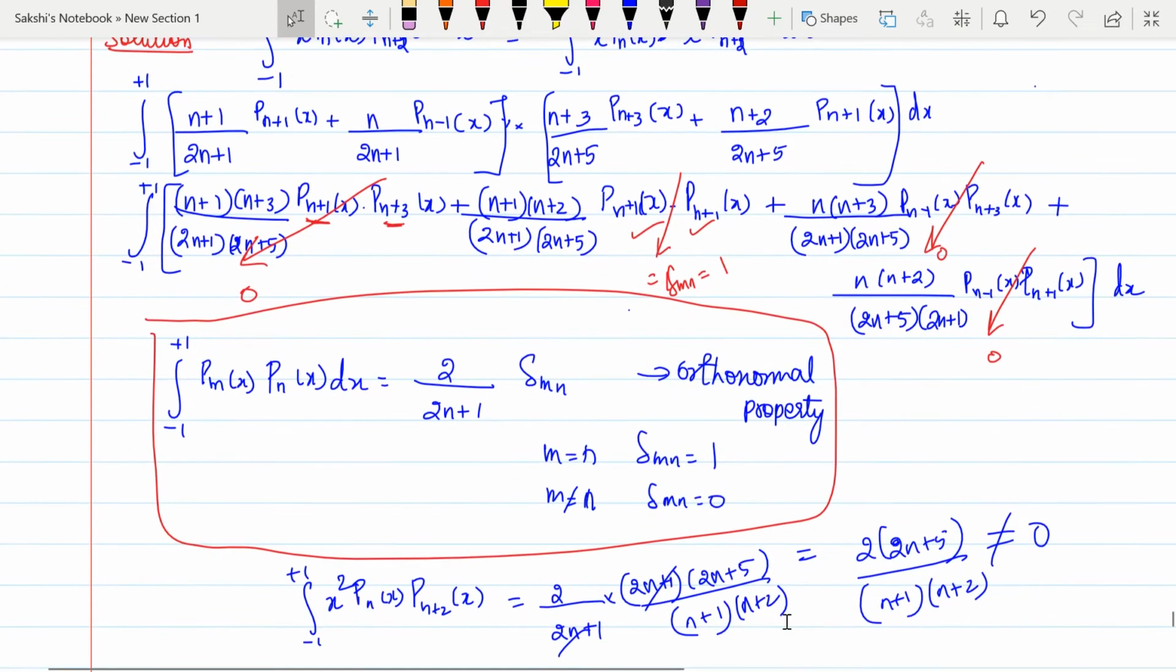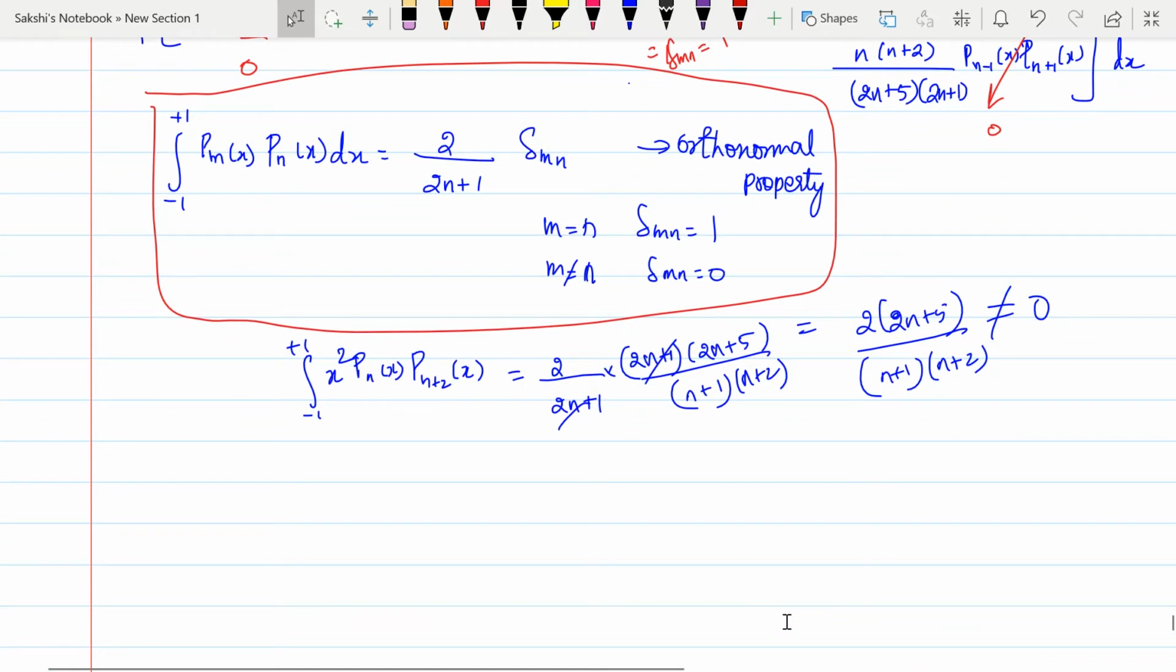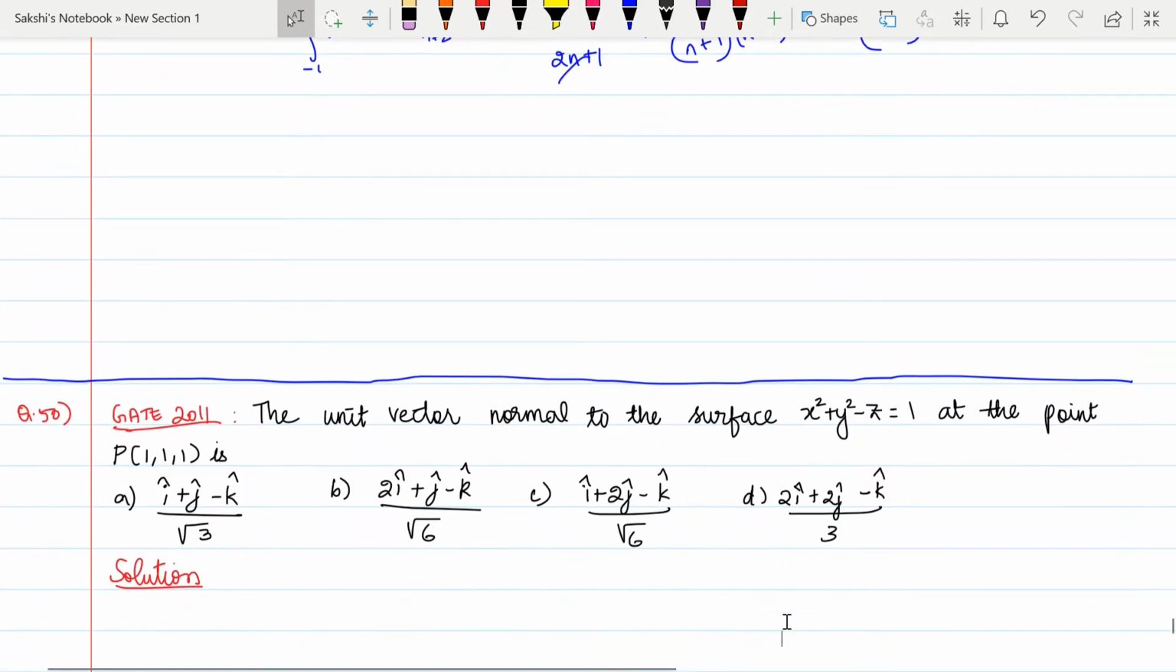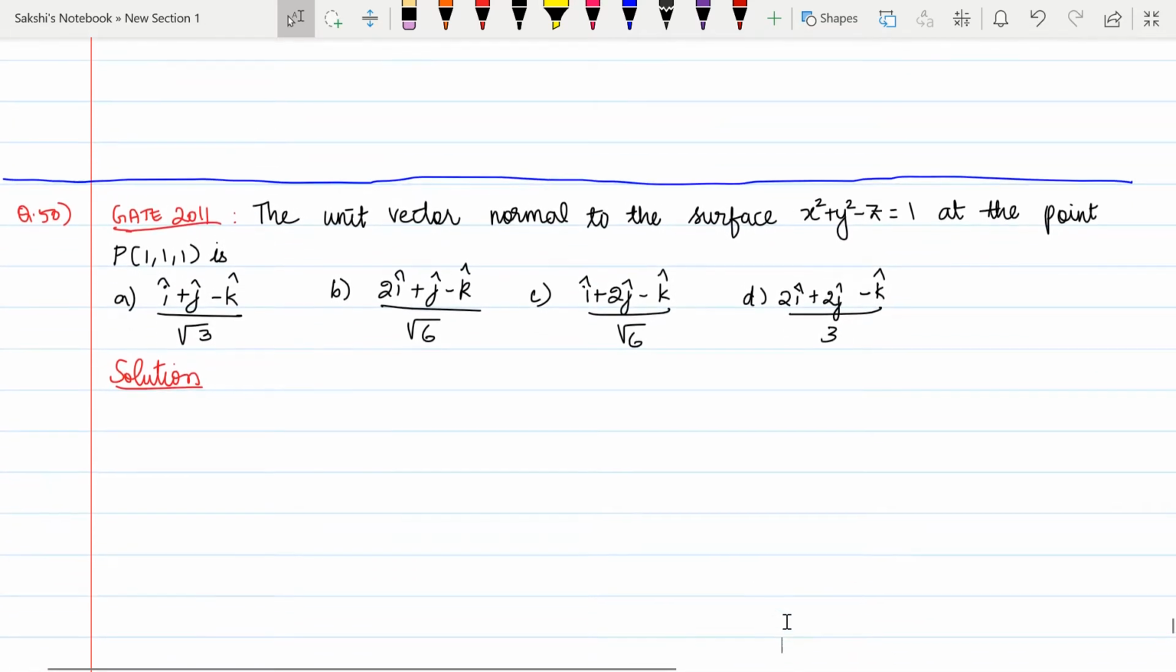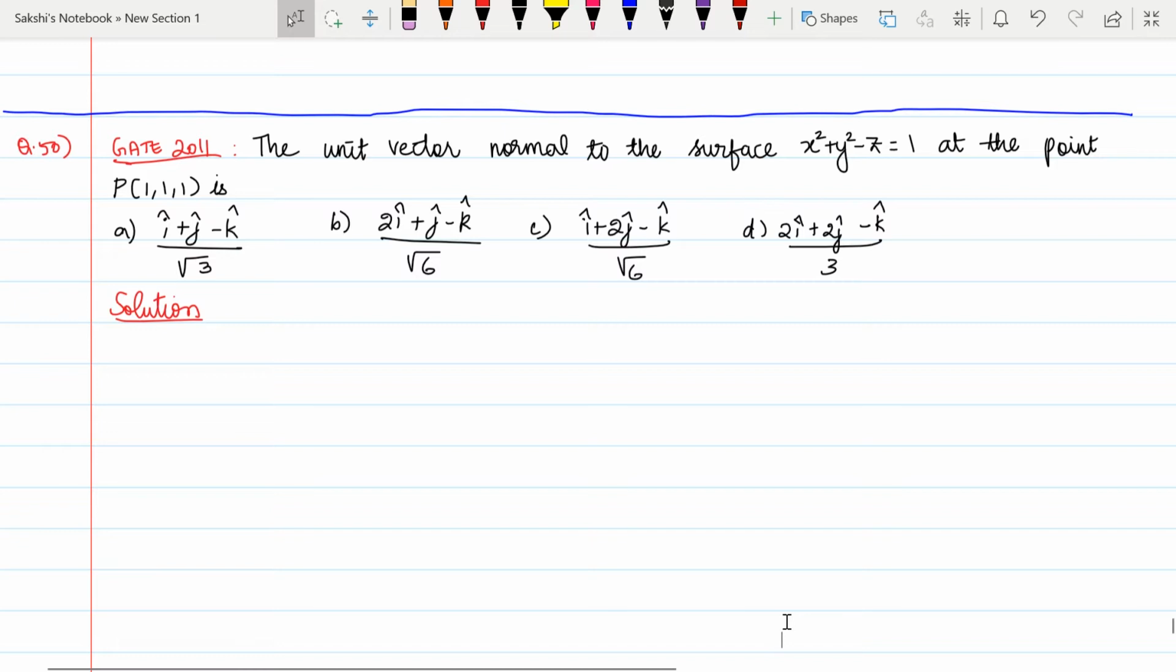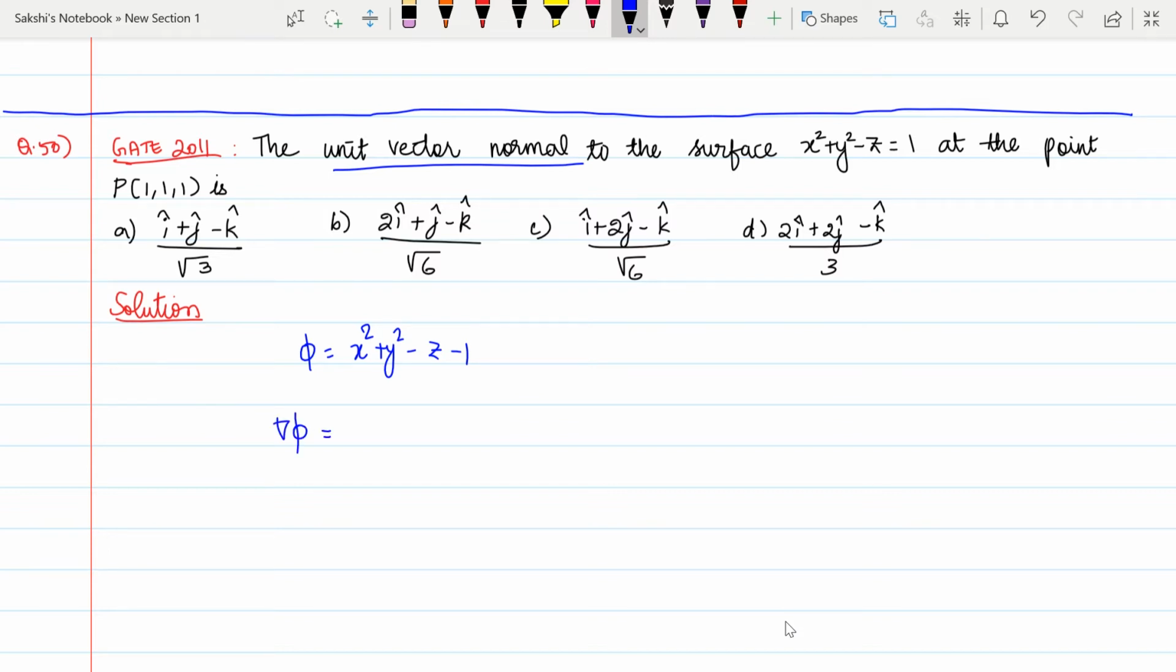So let us see the last question over here, which is from GATE 2011. A vector question, and a very simple question. The unit vector normal to the surface at the point. So whenever you have to find a unit vector normal, you are going to take del phi. Now you have phi as x square plus y square minus z minus 1. So now unit vector normal at a given point, you're going to find del phi. Just remember, unit vector normal, then del phi.